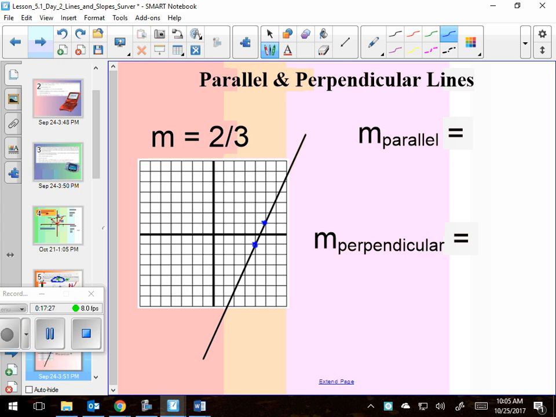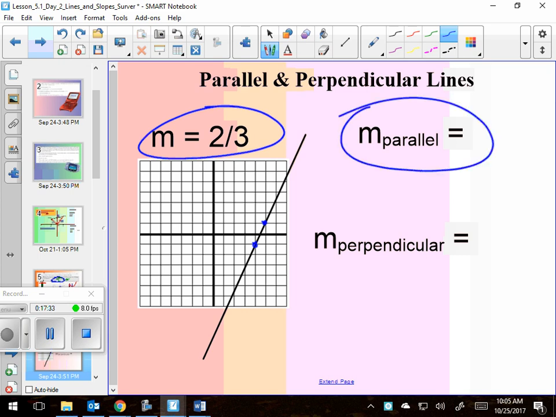Okay, so if this guy's slope right here is 2, if I had a slope of 2/3, what would be something parallel to that slope? Don't overthink this. It's 2/3. And then, what would be something perpendicular to it? -3/2. Very good. Okay. All right.